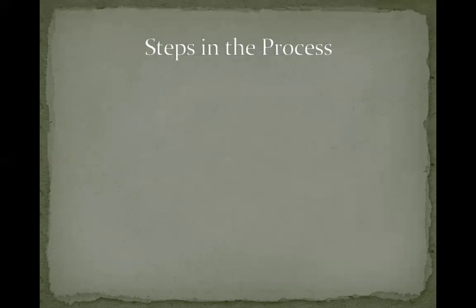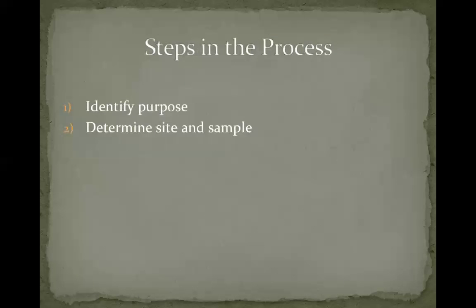We'll discuss now the steps in the process, just an overview, and then we'll go into more detail individually. So step 1 in the process is to identify the purpose of the research study. Step 2 is to determine the research site and the sample of the study. Step 3 is to secure permissions and negotiate entry to the research site.